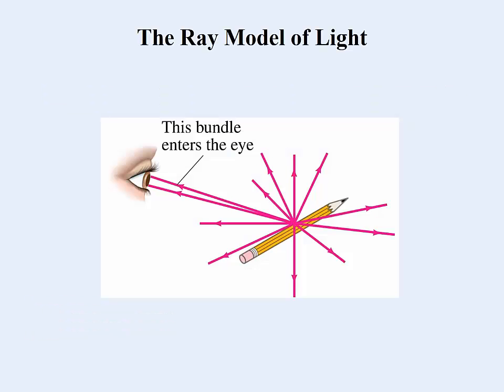When we look at an object like a pencil sitting on a desk, we can see it because light rays are bouncing off the surface in all directions, and some of them end up going into our eyes, as seen here. And then our eye does its job and our brain interprets it, and we'll come back to that later.